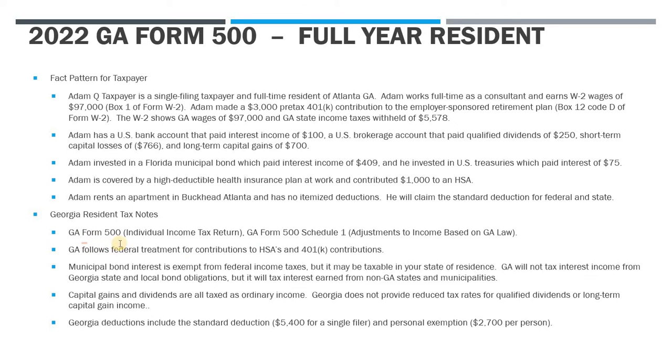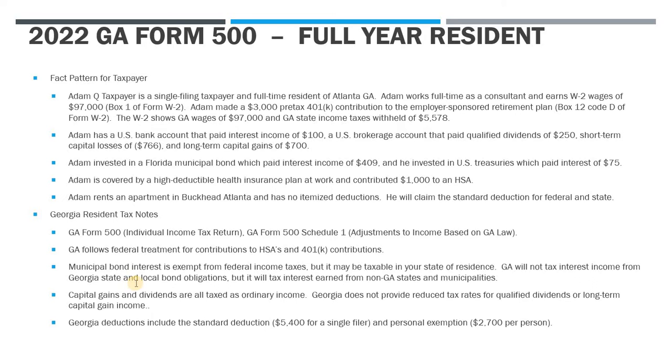Now, just some notes on things that we need to keep in mind for this return. So Georgia follows the federal treatment for contributions to your HSA and those 401k contributions. So in other words, the deduction that Adam will get on the federal return for his HSA, Georgia will respect that. There's no adjustment required, and that's worth noting because some states don't allow that, right? So California, for example, makes you add back those HSA contributions, and the 401k contributions, Georgia will also allow as a pre-tax deduction. In contrast, if you look at a state like Pennsylvania, they require an add back for 401k contributions. You can't deduct them.